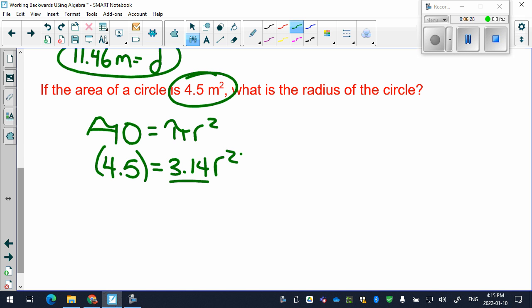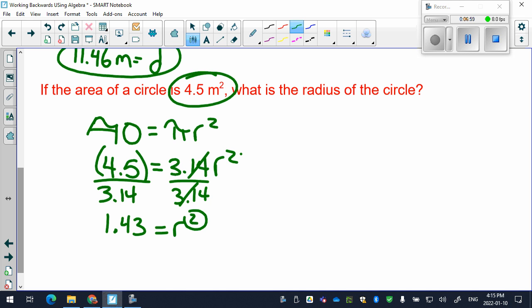And when we talked today, we said we have to get rid of the 3.14 first. When you're multiplying it times r squared, we have to divide it from both sides to get rid of it. That's how we isolate. So we take 4.5 divided by 3.14, in both places, and that is 1.43 equals r squared.